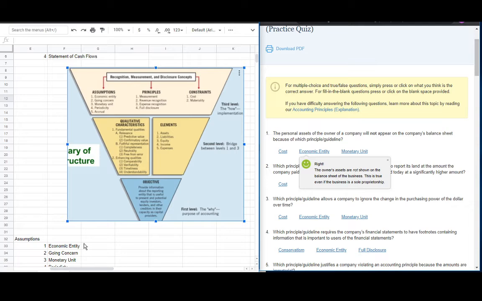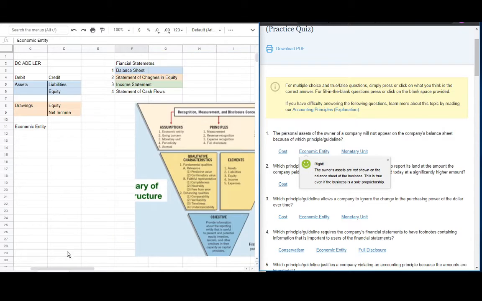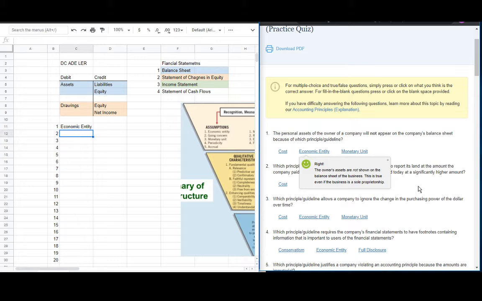So ano ba yung economic entity? Okay, under siya sa assumption. Nagsasabi lang na dapat separate yung personal expenses ng owner at personal expenses ng business. Yun. Or separate person silang dalawa. That's the very concept of that.